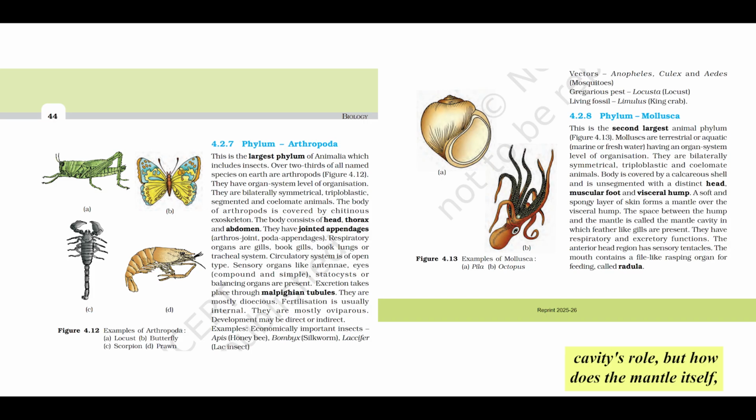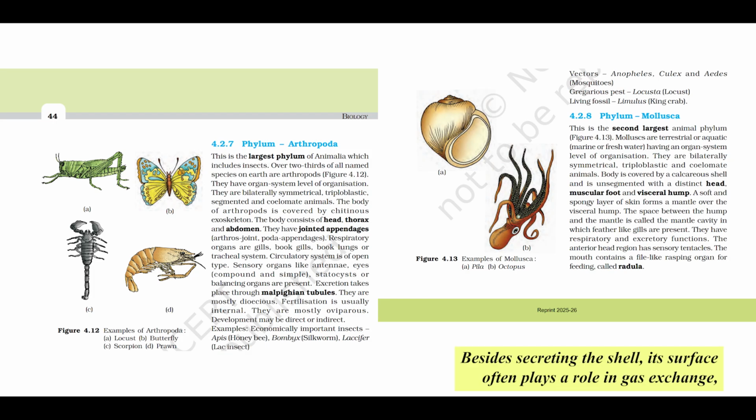You explained the mantle cavity's role, but how does the mantle itself, the tissue layer, contribute to the overall physiology of a mollusk? Does it do more than just form the cavity and secrete the shell? That's a good point to clarify. The mantle tissue itself is indeed more than just a passive covering or shell-secreting layer. It's a dynamic and physiologically active structure.